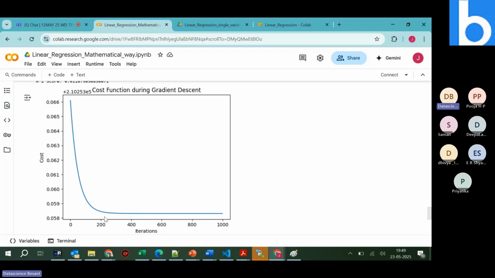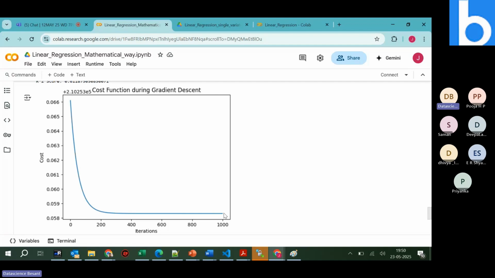At the 200th epoch, meaning the 200th iteration, the graph has become steady. Maybe it is 199 or 198 or 200th iteration, whatever it is. There is no change in the cost function after that. Maybe it is some 0.06, say 0.0581 or something.